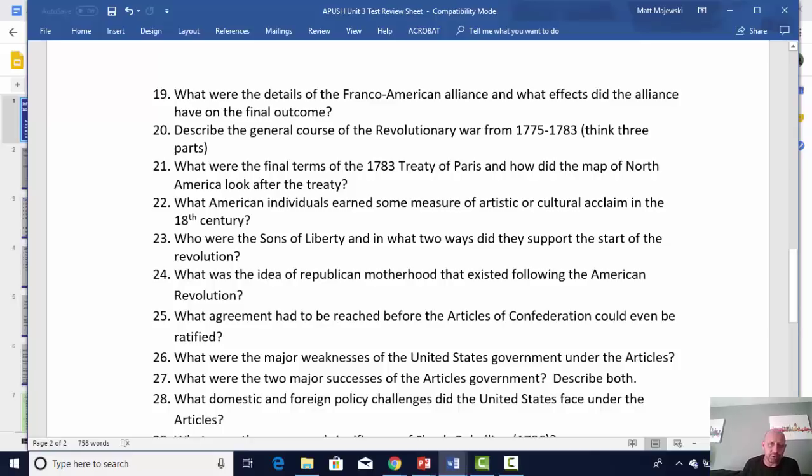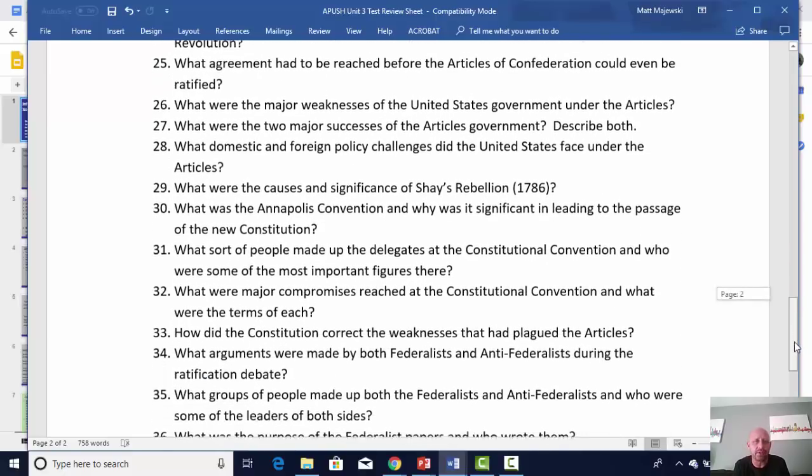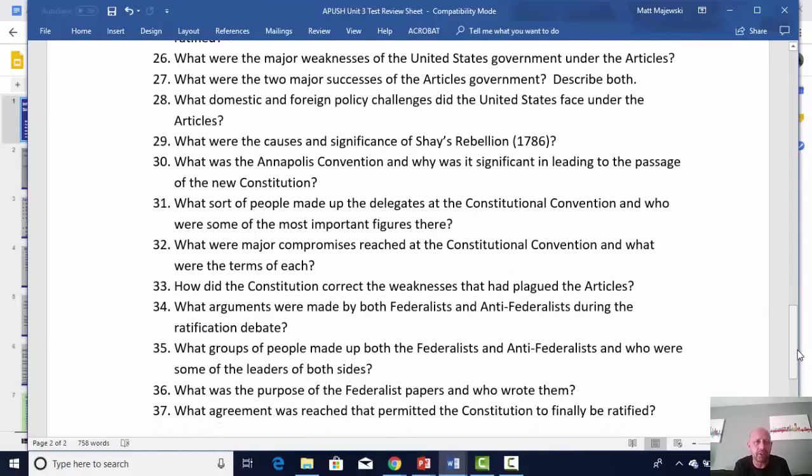The other one was the Northwest Ordinance, which established rules for statehood. It also banned slavery north of the Ohio River, so it created a bunch of free states later on. So those are the successes. There weren't many others than that.